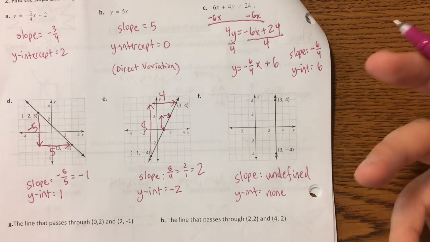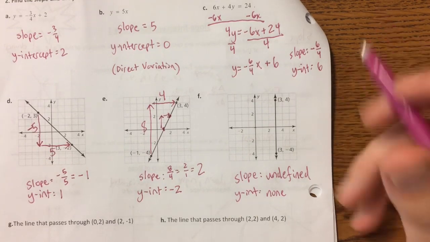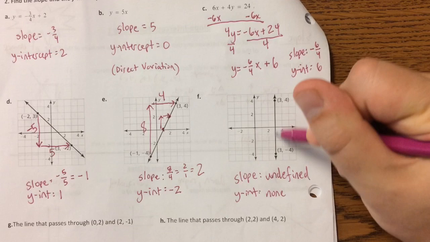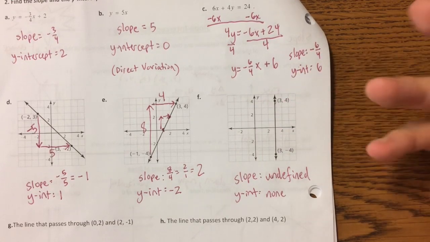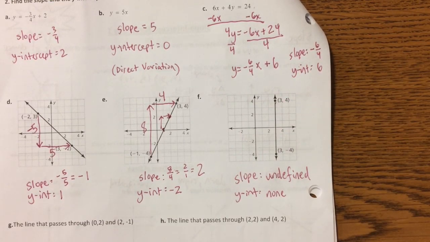If you want to think about it in terms of the actual points and doing the rise over run, in this case I'm rising 8 but running 0. 8 divided by 0 is an illegal operation. You cannot do that. So it's undefined. It has no value.